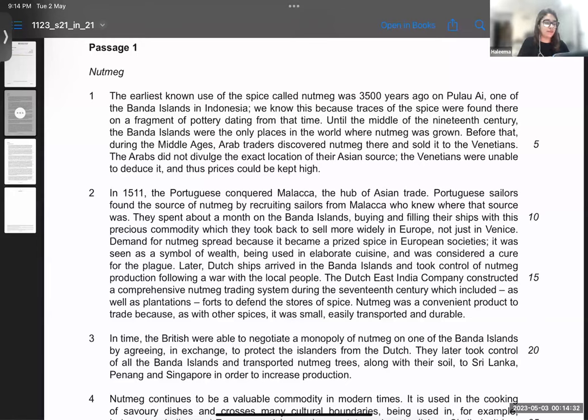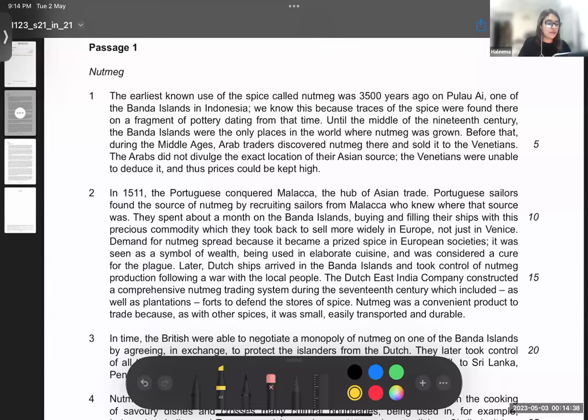So the first thing, if you read the first line, the earliest known use of the spice known as nutmeg was 3,500 years ago. So the earliest known use looks like something important. You can highlight it when you're reading it.